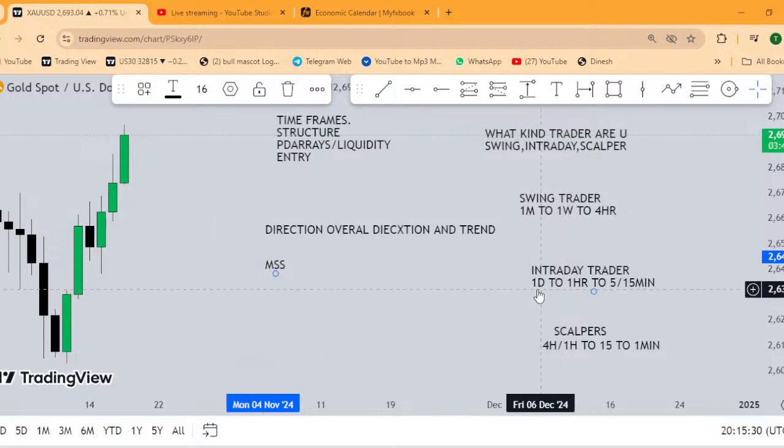Then direction for intraday traders, direction is daily. Then the market structure shift is the 1 hour. Then for scalpers, the direction is the 4 hour or the 1 hour, and then the 15 minute is for the market structure shift. Meaning, you need not to confuse these.